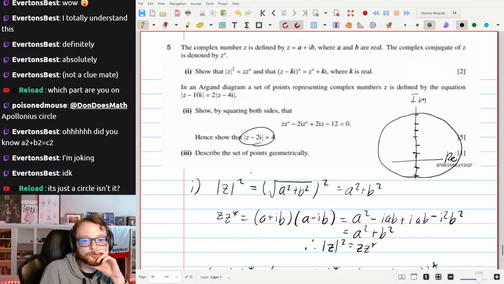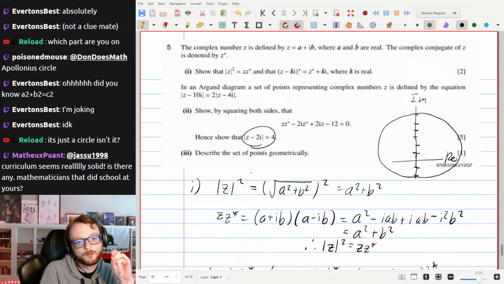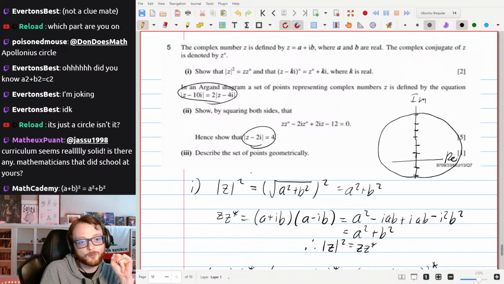Wait, so this is a circle. I don't know if this is the same thing as this. That's the issue. So what I did is I just drew this, and I want to test if every point in this also satisfies the original.